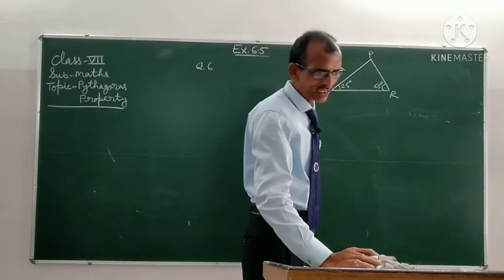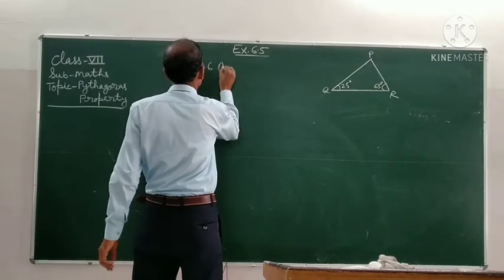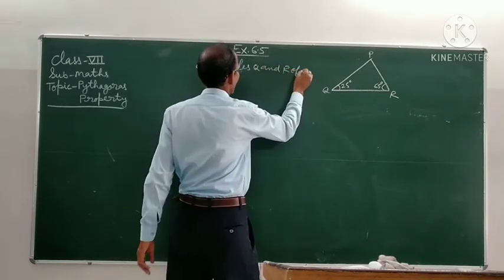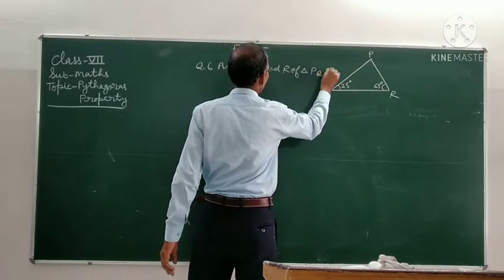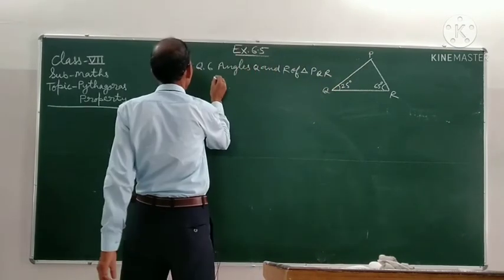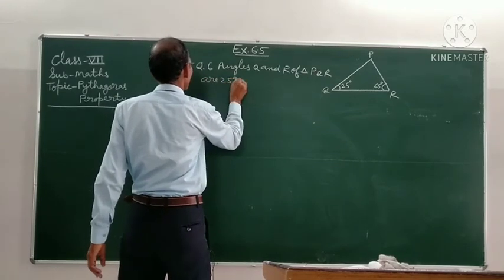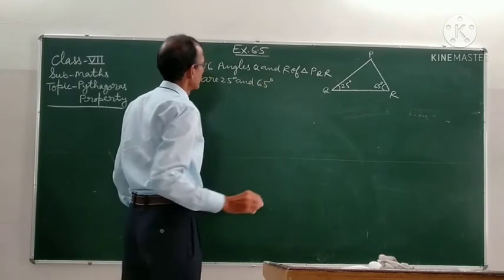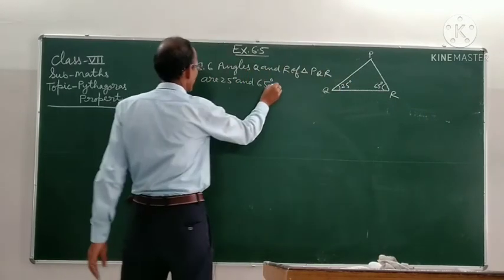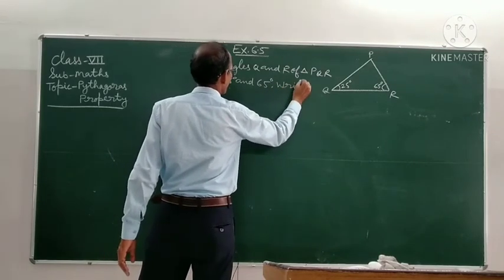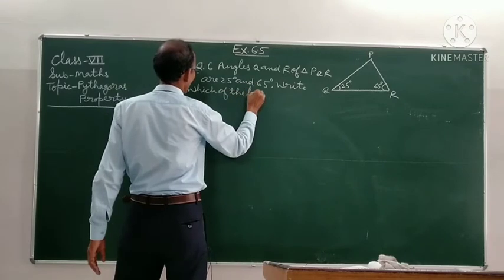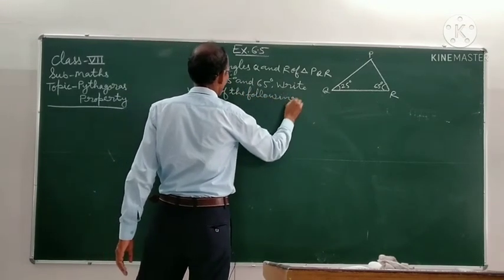The question is: angles Q and R of triangle PQR are 25 degree and 65 degree. Which of the following is true?